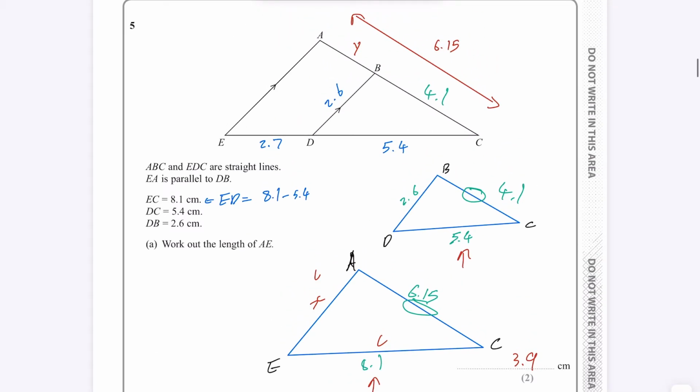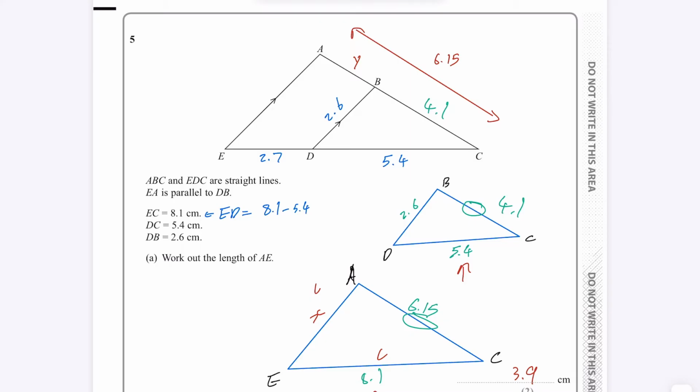So this was a similar shapes one. The first thing you've really got to spot is being able to draw the two triangles out separately, and then just use the scale factor to go across.